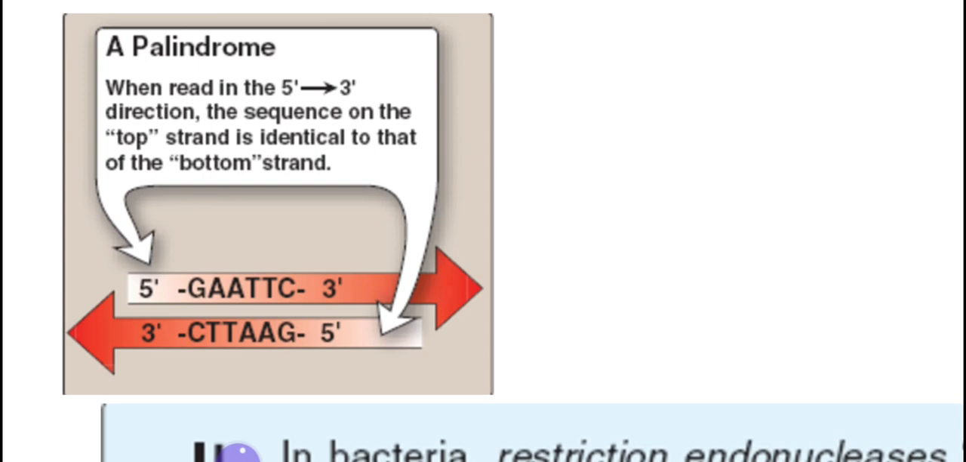This type of sequence, in which both of the strands, 5' to 3' and 3' to 5', when they are read in the 5' to 3' direction, they are similar. They are the same. These sequences exhibit two-fold rotational symmetry. Their sequence in both of the strands is identical.